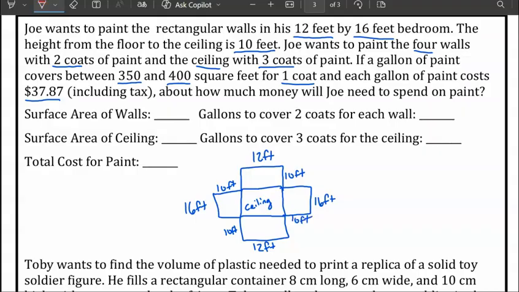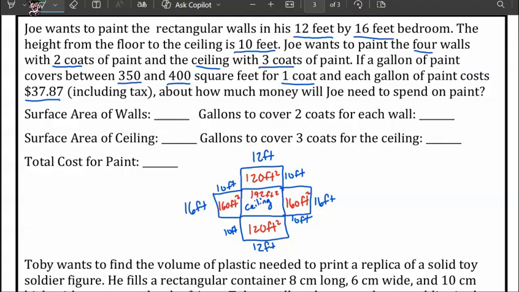From here, we could calculate the areas. The area of the ceiling would be 12 times 16, 192 square feet. Okay, for this wall, it's 12 times 10, 120 square feet. This one's 160 square feet, 120 square feet, and then 160 square feet.